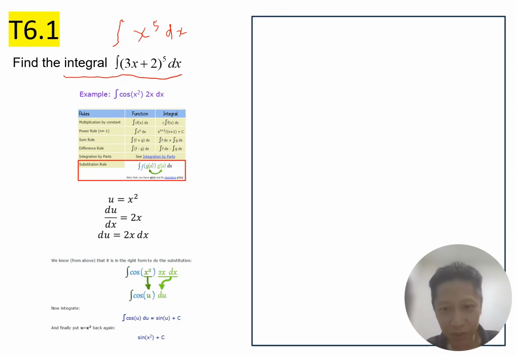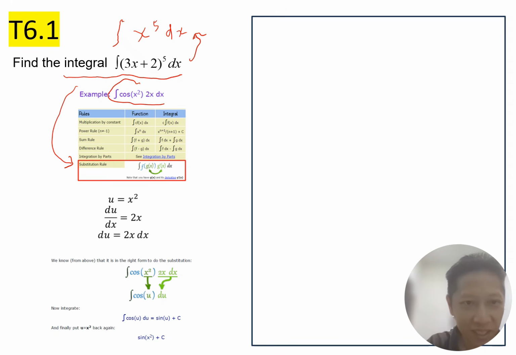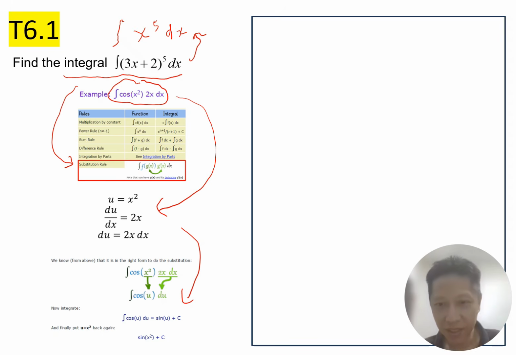This will be easier, right? We have one tool to help us convert the (3x + 2)^5 into something related to the easier version. That is using the substitution rule. This applied last week when we had this complicated case. We use the substitution rule and we can solve it very fast. Let's see step by step how to convert this complicated 3x + 2 function into a simpler version.